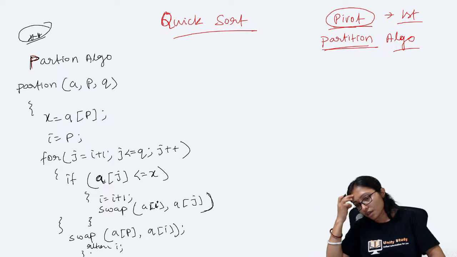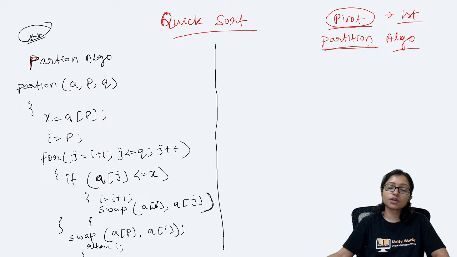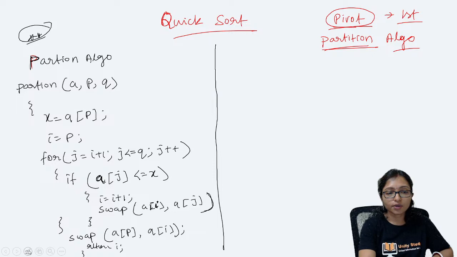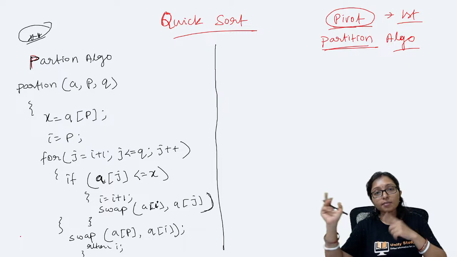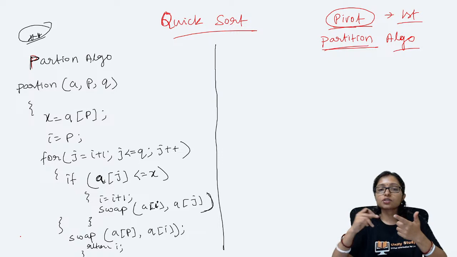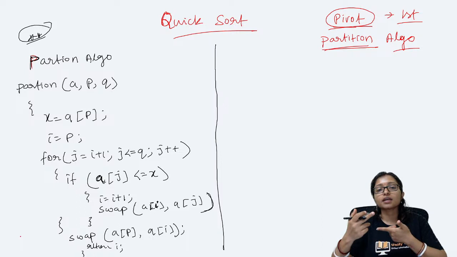Okay. Now everyone, please concentrate here so that you can understand what is actually going on. You can concentrate and you can understand what is going on here. Because the ultimate thing is partition. Quick sort is calling partition algorithm, just like merge sort. Merge sort is calling merge algorithm recursively. Quick sort is calling partition algorithm recursively. And by calling the partition algorithm recursively, it will be able to sort it.